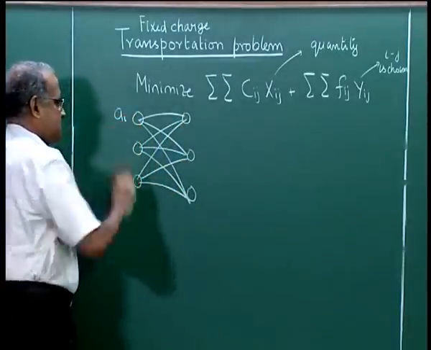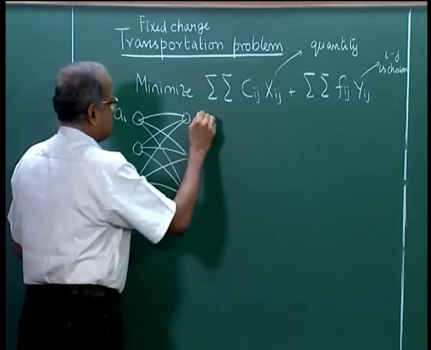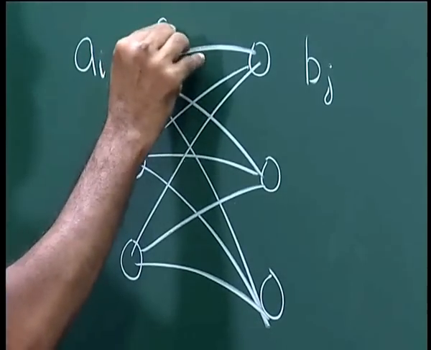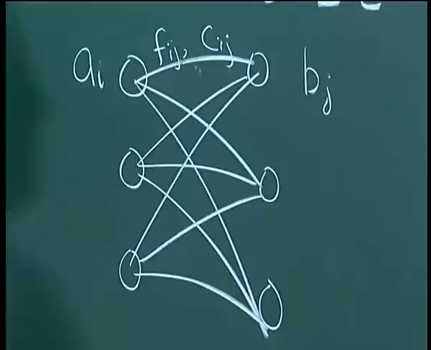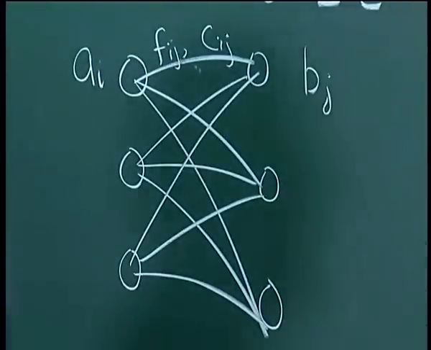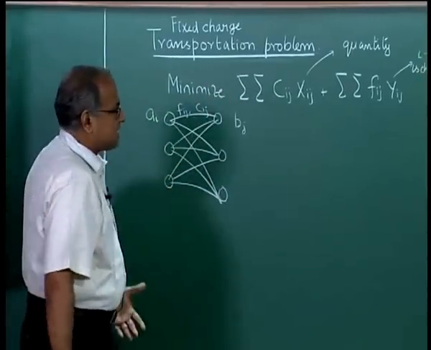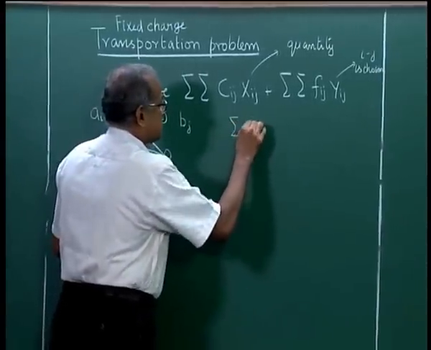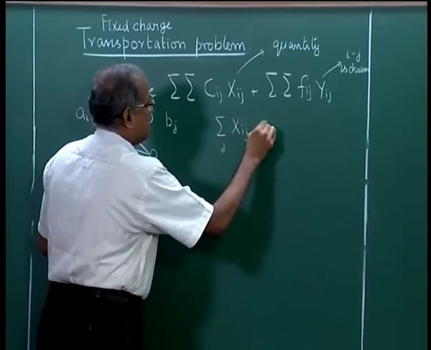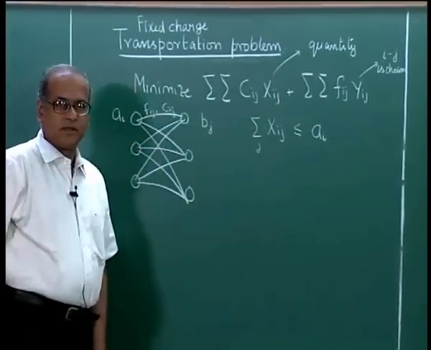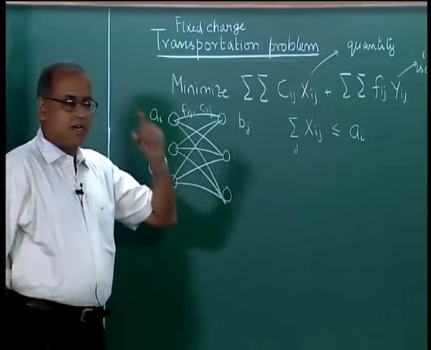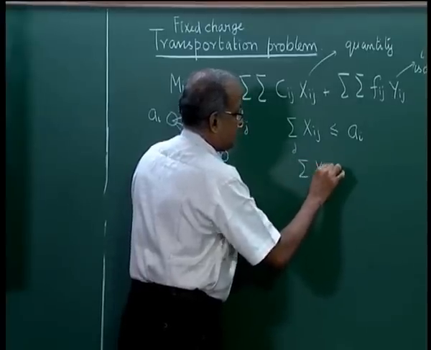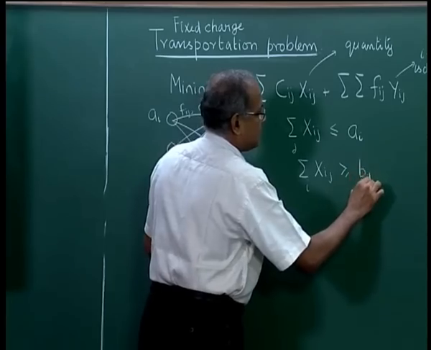Now, there is an Ai which is the supply available here, and there is a Bj which is the requirement for this. Now, there is a Fij which is a fixed cost, and a Cij which is the unit cost of transportation if we move from i to j. So, we have typical constraints: whatever goes out of this should be less than or equal to Ai. So, sigma xij summed over j is less than or equal to Ai. Whatever reaches here should be greater than or equal to Bj. So, sigma xij summed over i is greater than or equal to Bj.